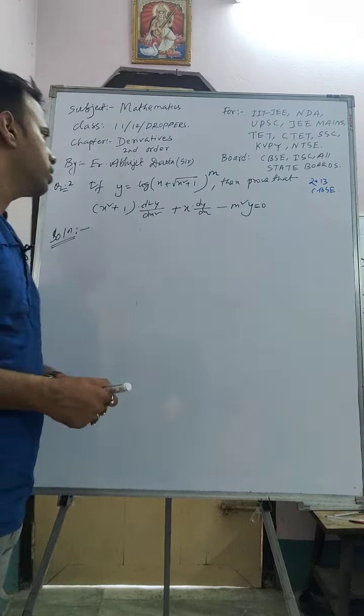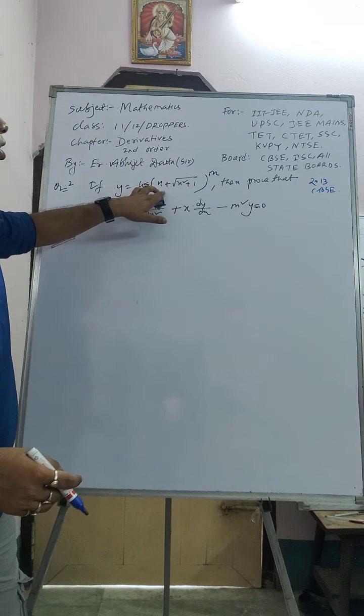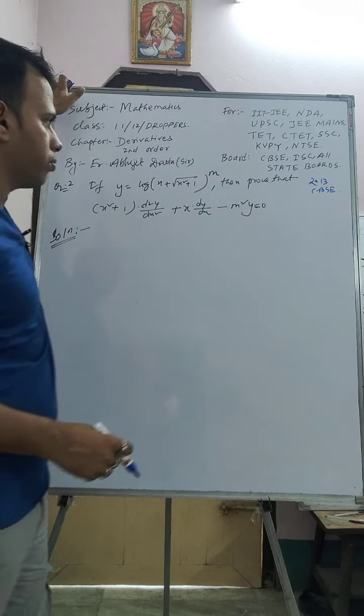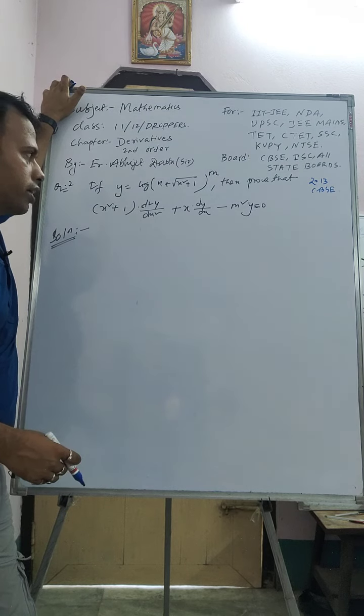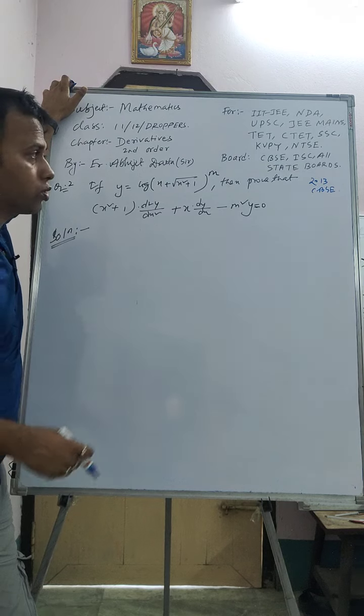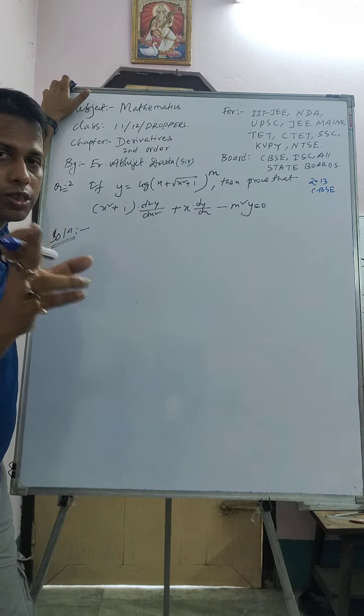So the next question is, if y equal to (log of x plus root over x square plus 1) whole to the power m, then prove that (x square plus 1) d square y by dx square plus x dy by dx minus m square y equal to 0. So we have to prove this one, and this question came in CBSE 2013.